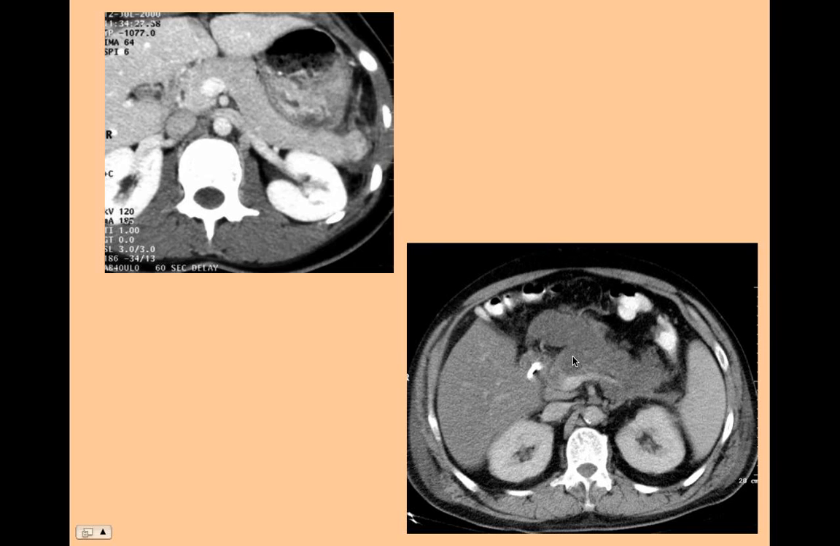And this is a severe pancreatitis, and this was the most obvious one I could find. But the pancreas has completely lost its structure, and in addition to that, there are foci of infection.